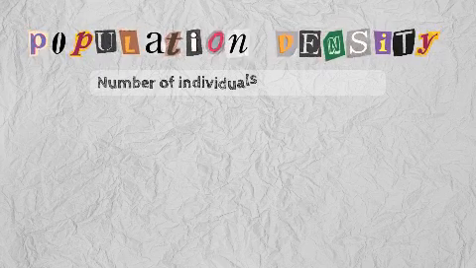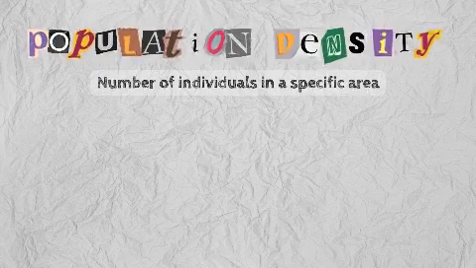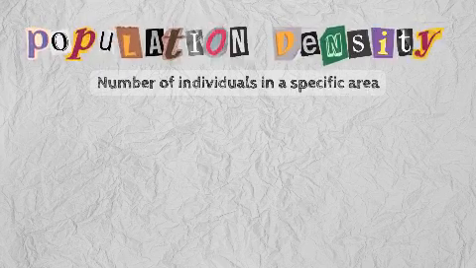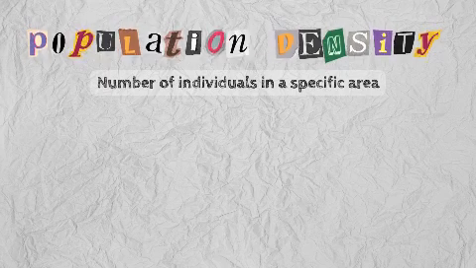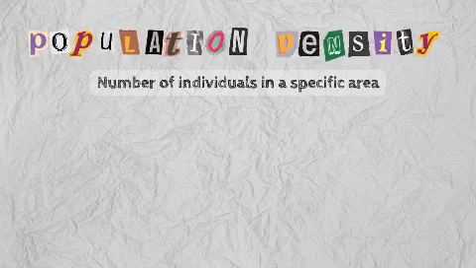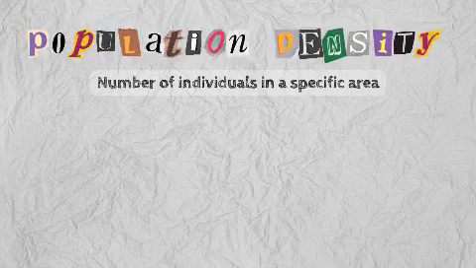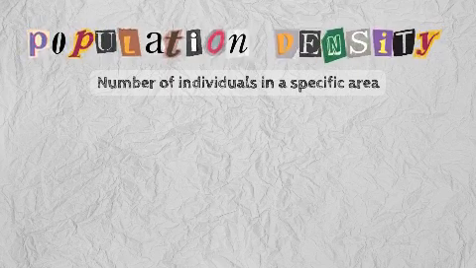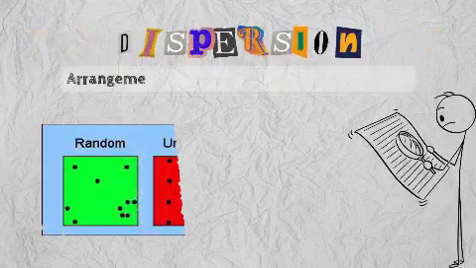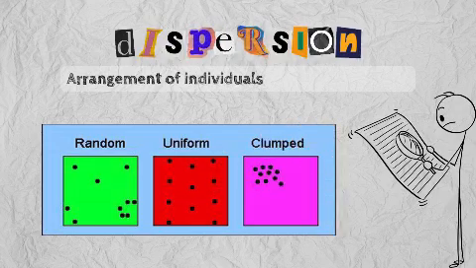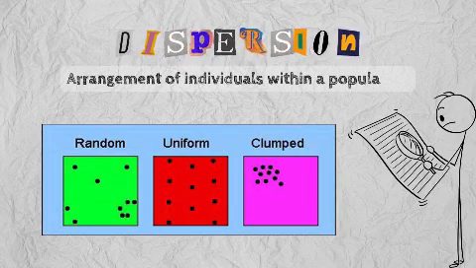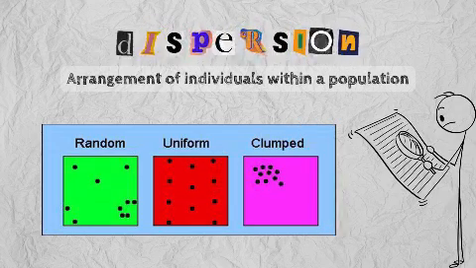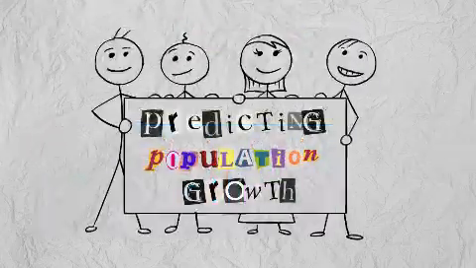The next key feature is population density, the number of individuals in a specific area. When it has low counts, the individuals have fewer encounters with one another, which leads to lower reproduction rates. Lastly, we have dispersion, the arrangement of individuals within a population, which can be distributed randomly, uniformly, or clumped.